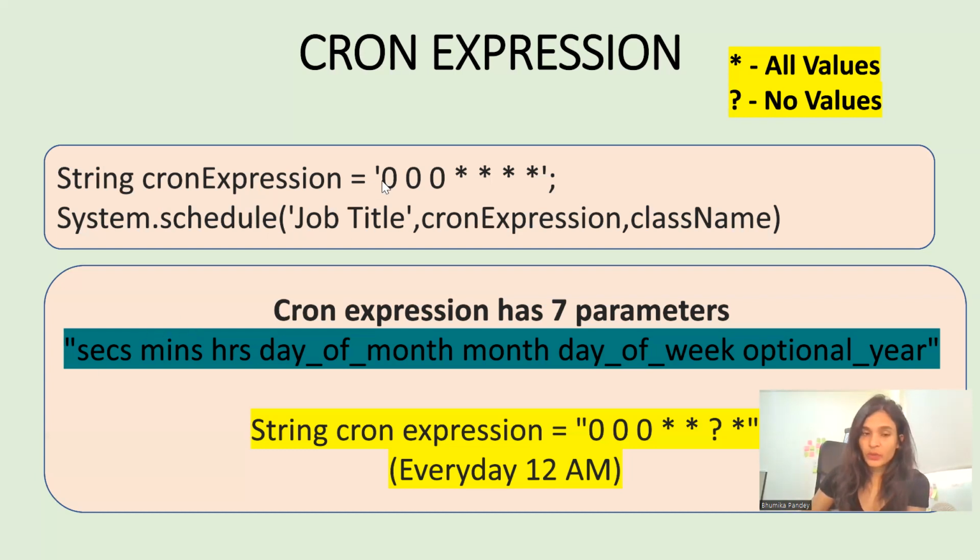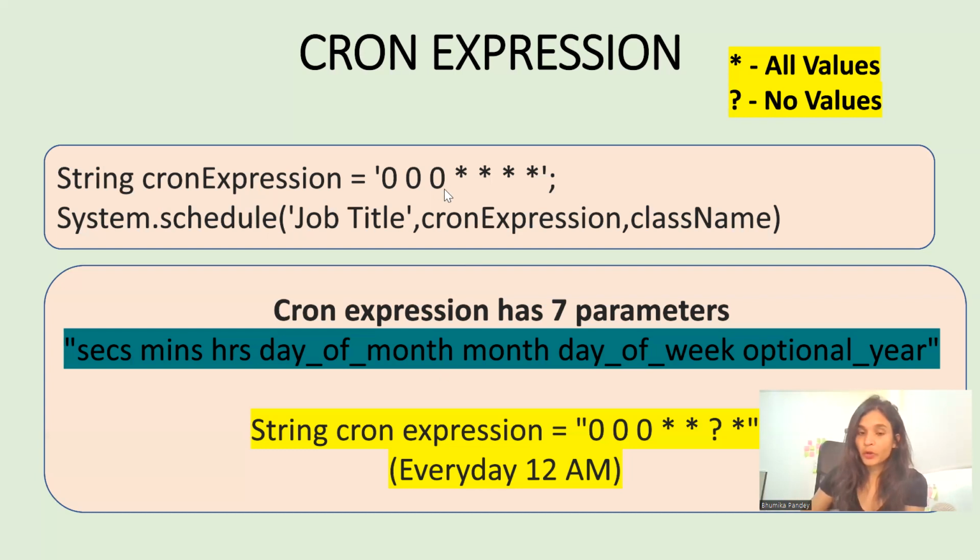First is seconds, which is going to be 0. Minutes is 12:15, so at the minute position, you're going to put 15. But at hours, you want it to be 12 a.m. in the night. So 12 in the night is 0, so this has to be 0. So this will be 0, 15, 0, and everything else is going to be star, star, star, star, because you want to run it every day, every month, and every year.